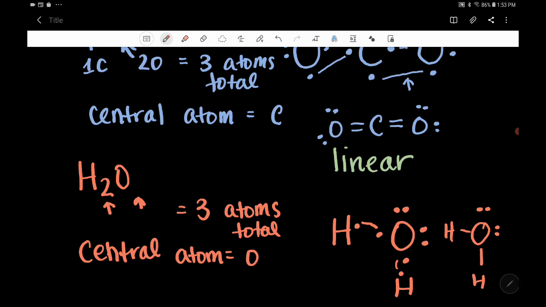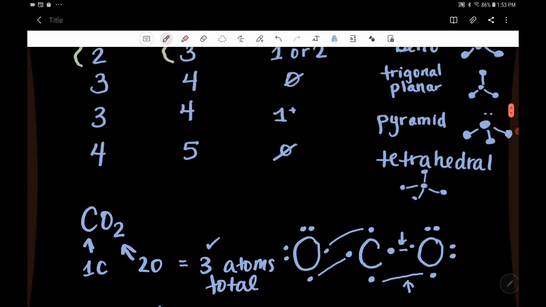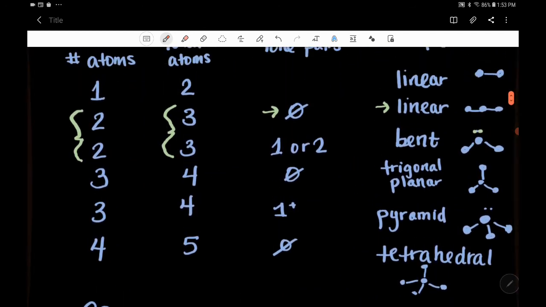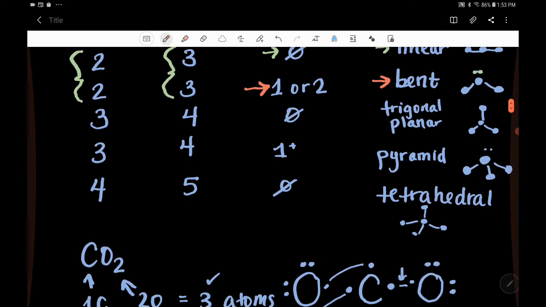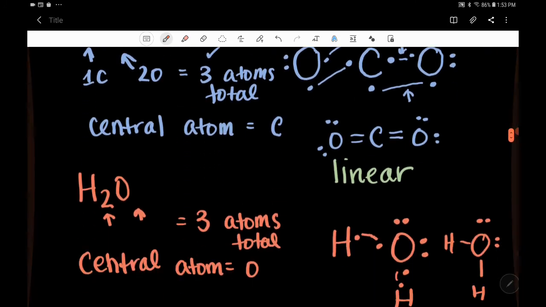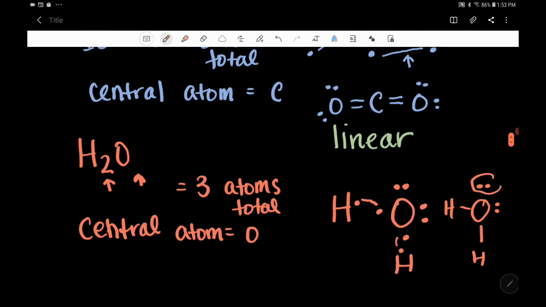So now let's look at this. Just like in the last example, we have 2 atoms attached to the central atom, 3 atoms total, but now we've got lone pairs. We've got 2 lone pairs on the central atom, so this is going to be the bent configuration. And so these lone pairs on the oxygen have bent it down. So this is going to be bent configuration.